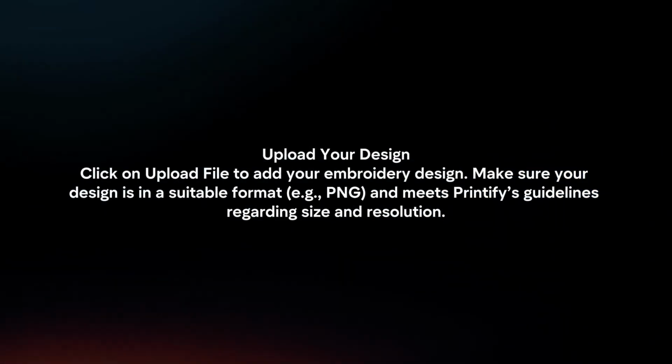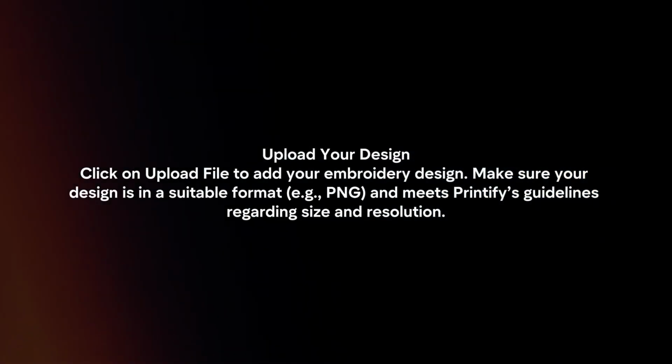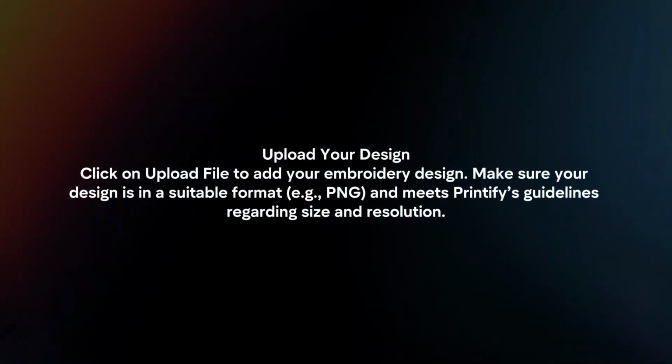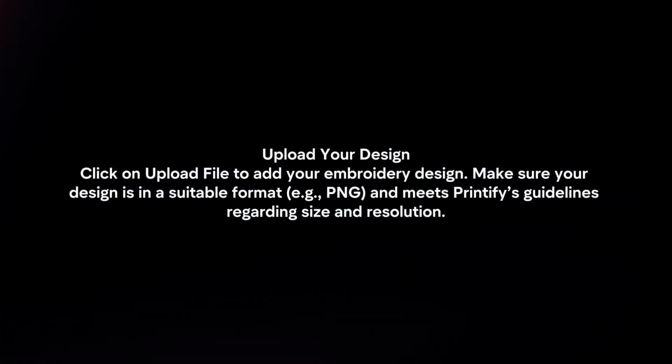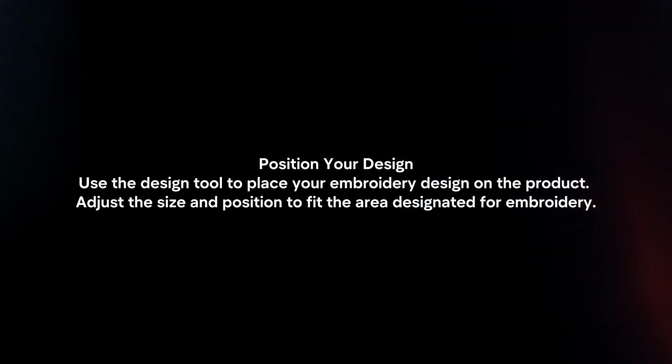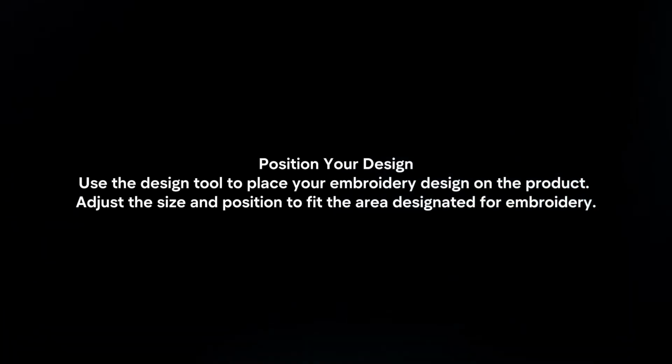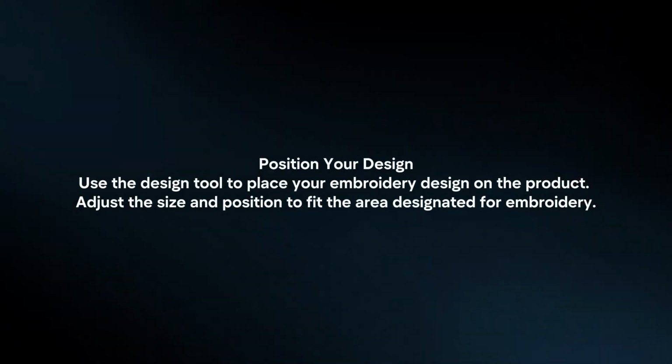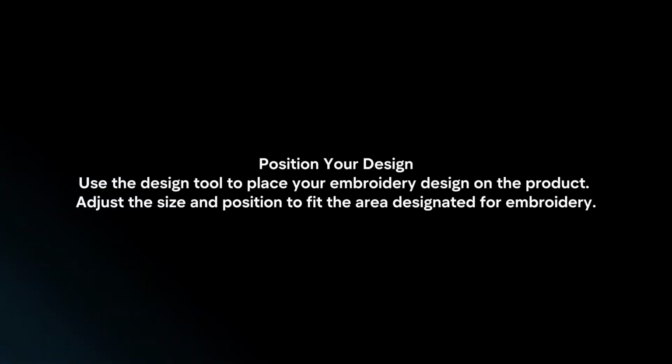Upload your design. Click on Upload File to add your embroidery design. Make sure your design is in a suitable format and meets Printify's guidelines regarding size and resolution. Position your design. Use the design tool to place your embroidery design on the product. Adjust the size and positions to fit the area designated for embroidery.